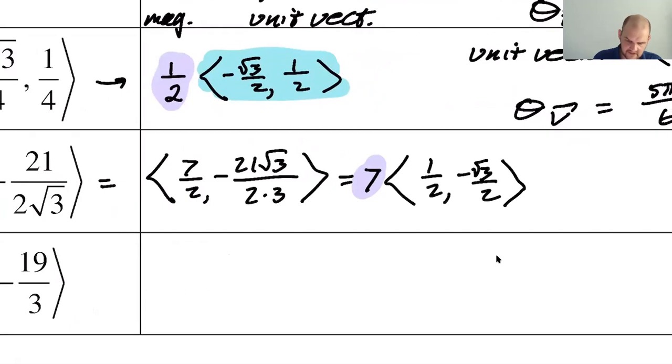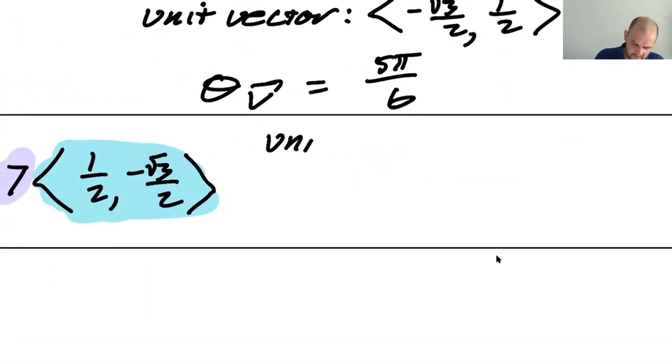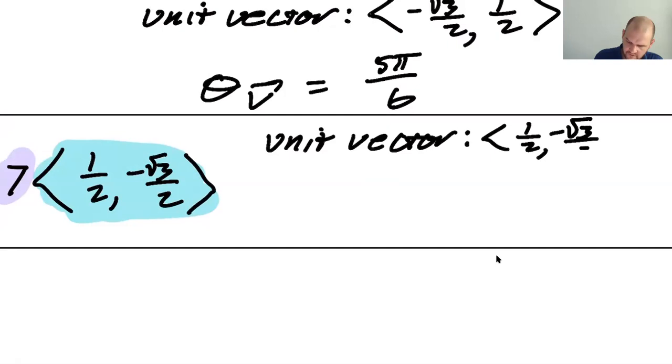So we have this, and then we have our unit vector. So the magnitude is 7, and the unit vector is that. The magnitude doesn't come into play here. So our unit vector is going to be 1/2 negative root 3 over 2.